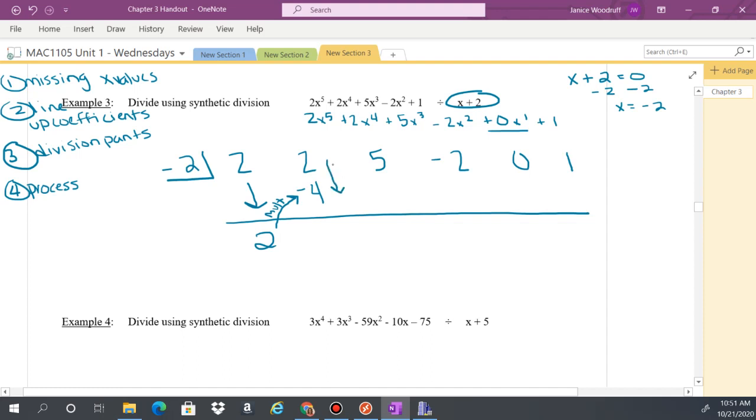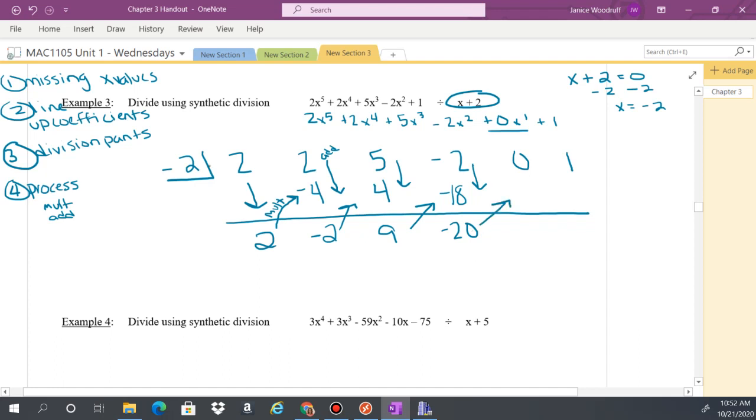Then you're going to add: 2 minus 4, negative 2, or 2 plus negative 4. So the process is multiply, add, and then you just keep repeating that until you get to the end. So then again, you multiply, negative 2 times negative 2 gives you positive 4, put it right here, then bring down 5 plus 4, 9. Repeat again, 9 times negative 2, so you're always multiplying by this negative 2 here. Negative 18, negative 2 minus 18, negative 20.